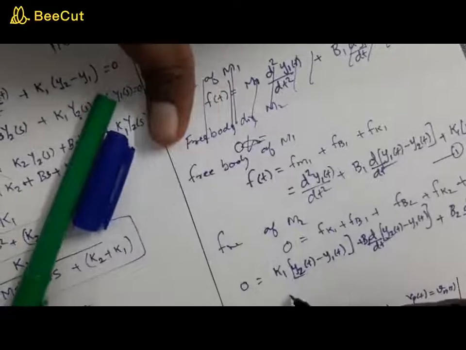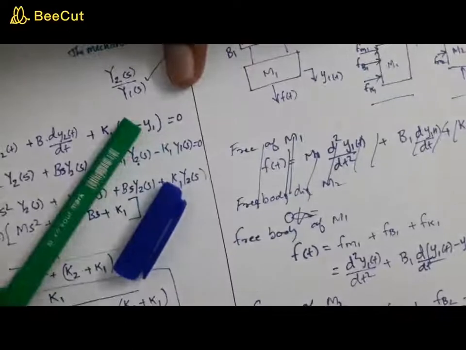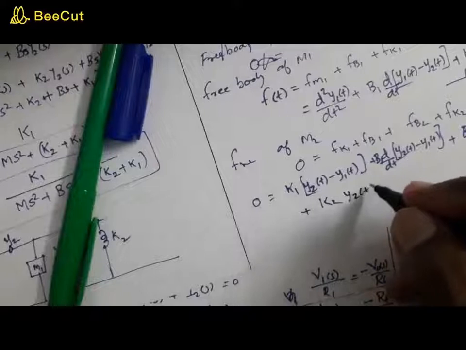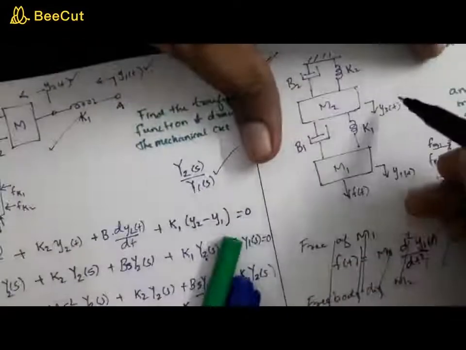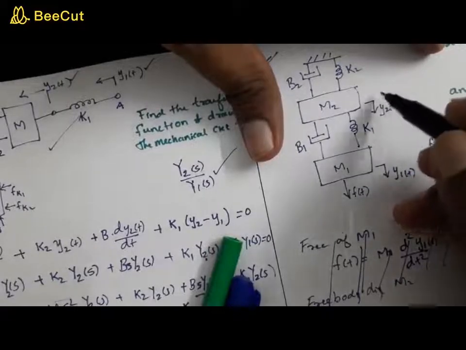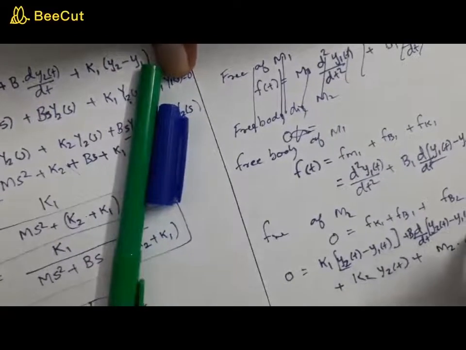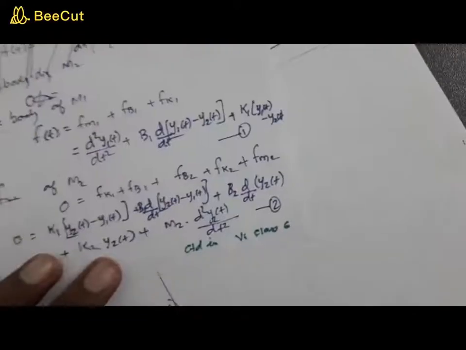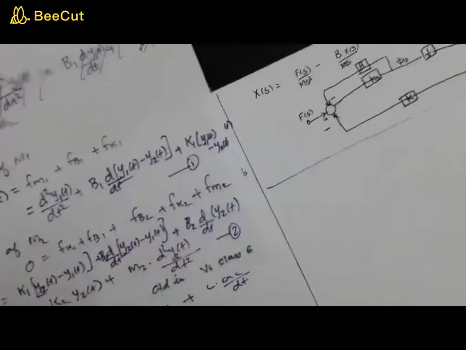Now finally, you have K2. K2 is related to y2 of t. So this is K2 into y2 of t, right? Now finally you have FM2. What is FM2? FM2 depends on the second derivative of the displacement. So this will be m2 into d square y2 of t by dt square. Okay. Now look at this. You have two equations, 1 and 2. Now what's the next step?